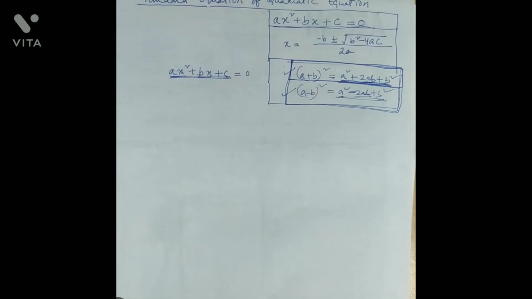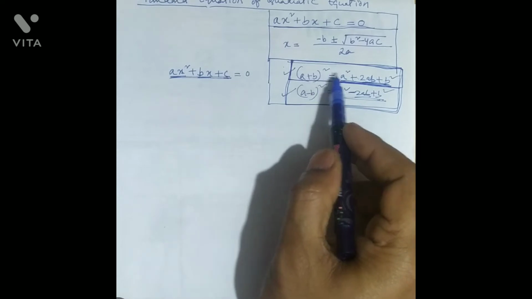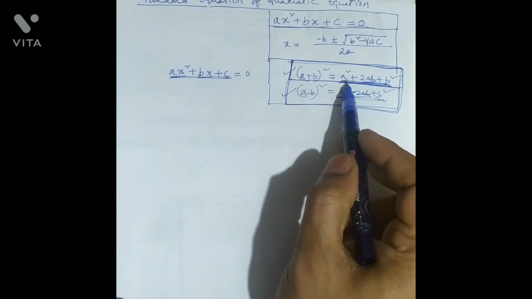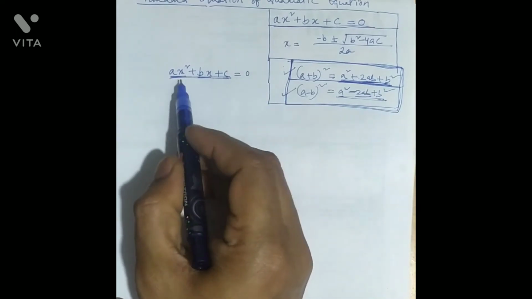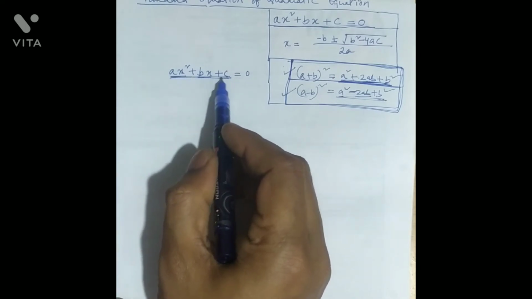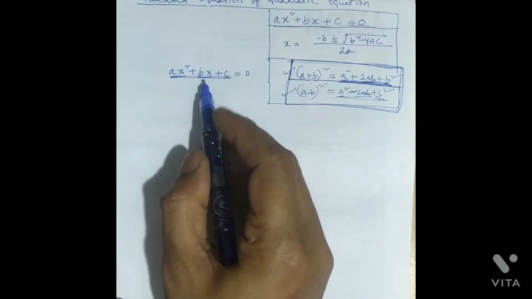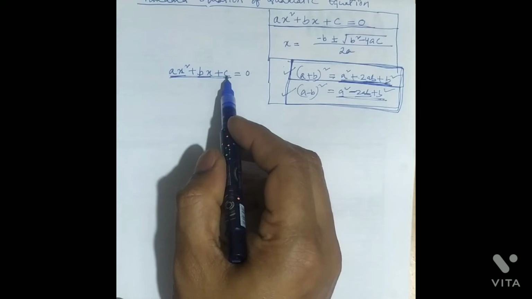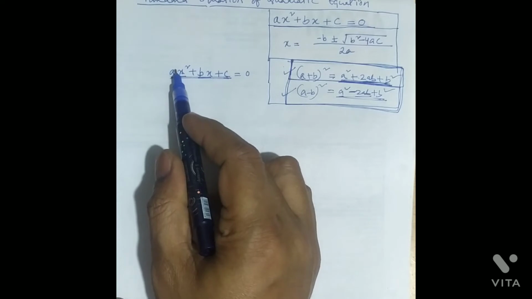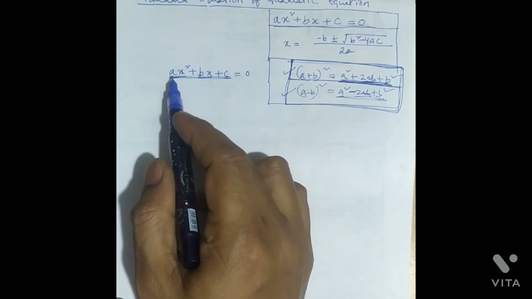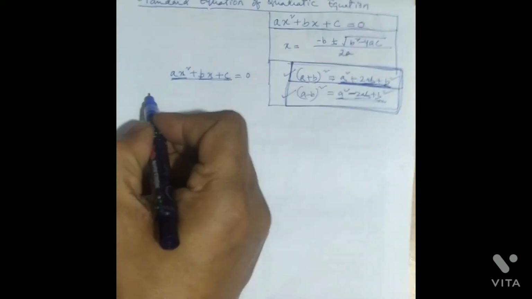Okay? So if you want to write (a plus b) whole square, then you have a square plus twice ab plus b square. Okay, but here it is ax square plus bx plus c is equal to 0. There is no twice, there is no c square, but this is square, but no square in A.